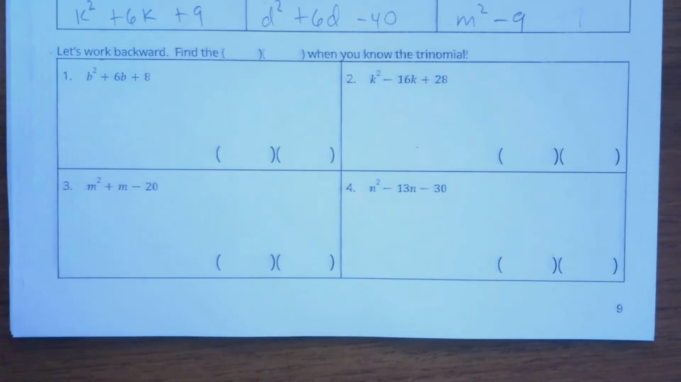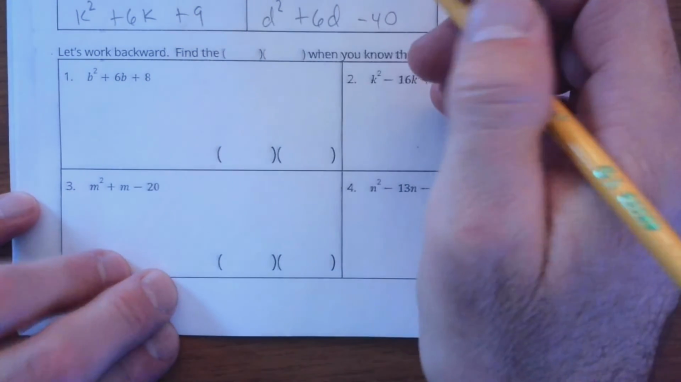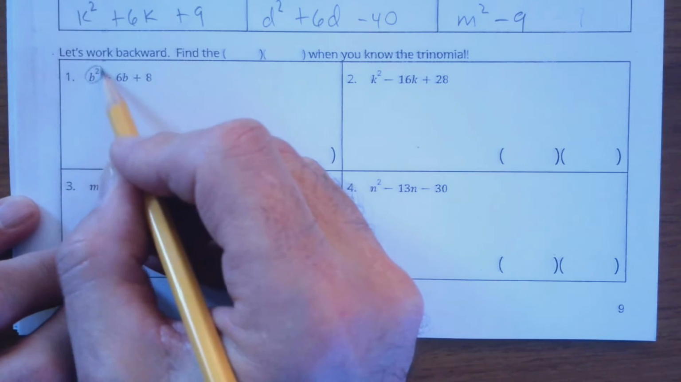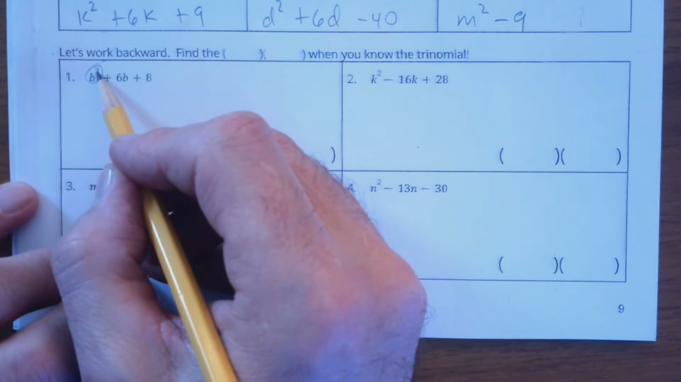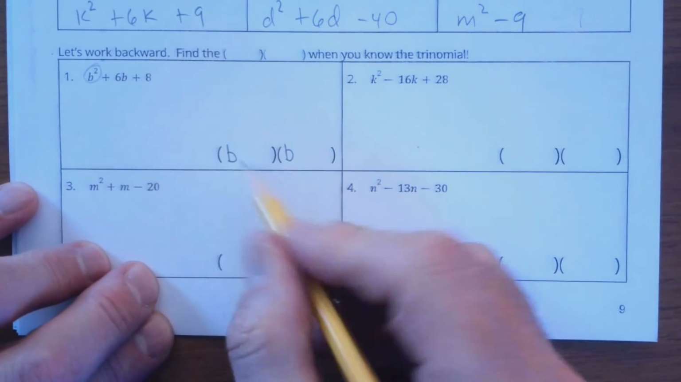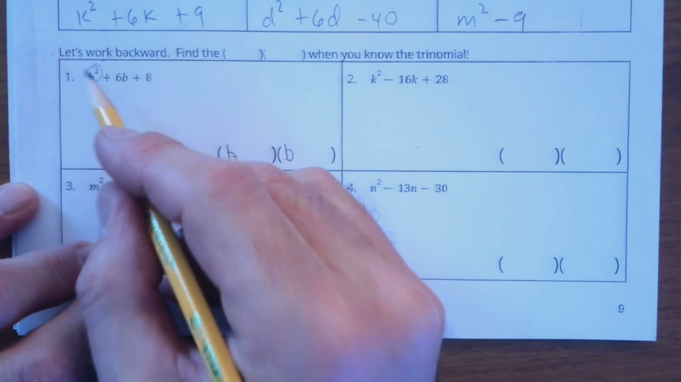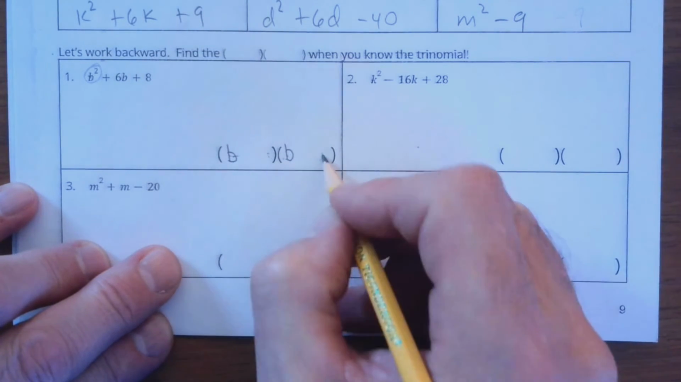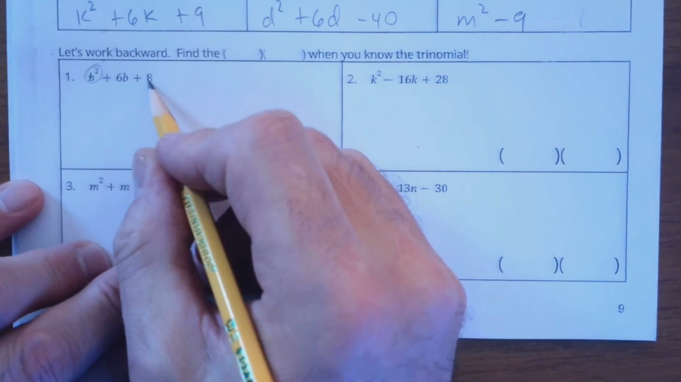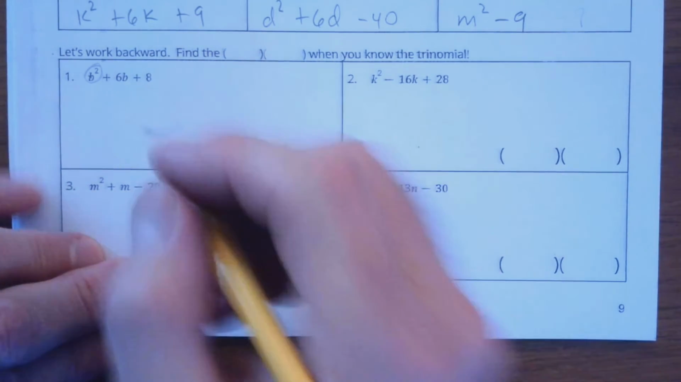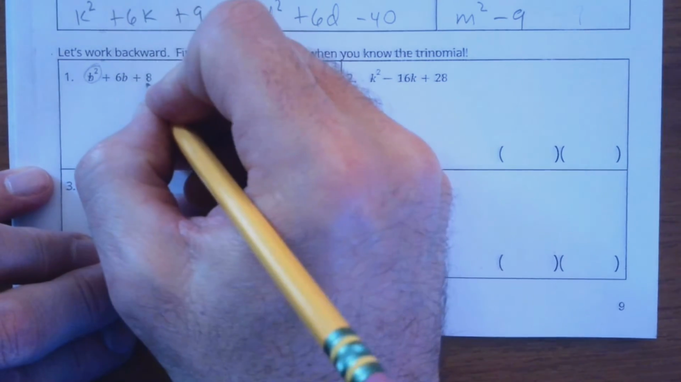Okay, so here's how we're going to do it. This whole FOIL thing works like this. We're going to look at this first letter here, and it's b squared. And so we're going to have b times b. So the firsts give us that term. Now we need to pick 2 numbers for these positions, the lasts that multiply to 8. And so what are our choices for numbers that multiply to 8?